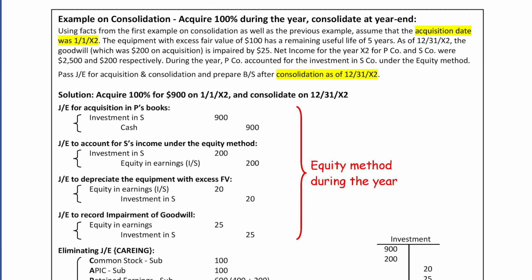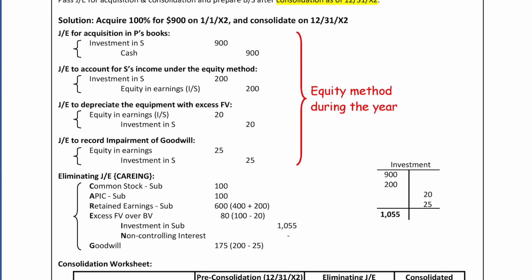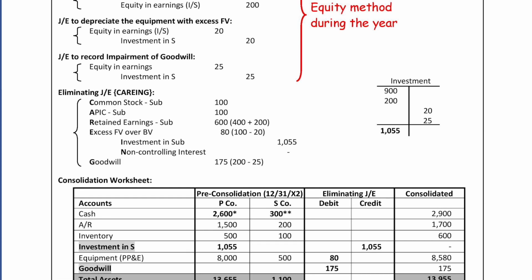At the end of the year, for consolidation, we need to prepare the eliminating journal entry. So draw a bracket around that and write eliminating journal entry equals carrying. And now we are all set to prepare the consolidation worksheet. Put a box around worksheet, where you have the pre-consolidation numbers, and then you make adjustments for the eliminating journal entry. Draw an arrow from where you've written eliminating journal entry down to the consolidation worksheet. And this helps you get to highlight consolidated financial statements.